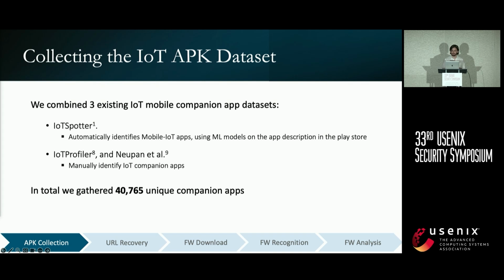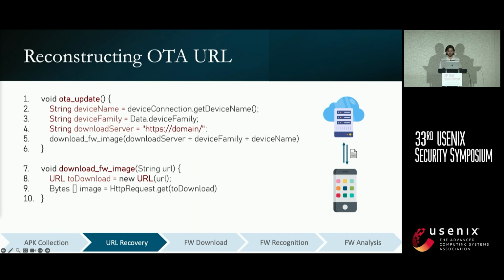Okay, now let's dig into details of our approach. With around 2.3 million mobile apps in the Play Store alone, we focus on those that connect and control IoT devices. Leveraging prior research, we selected over 40,000 unique companion apps for analysis. Specifically, IoT Spotter uses machine learning to identify IoT apps, and 2 other studies use manual work to compile the mobile IoT apps. So we combined these datasets and removed any overlaps, and this is the initial input of our work.